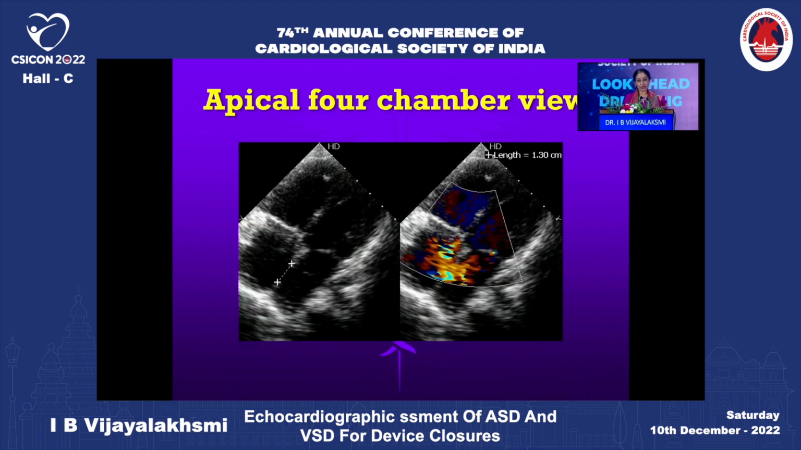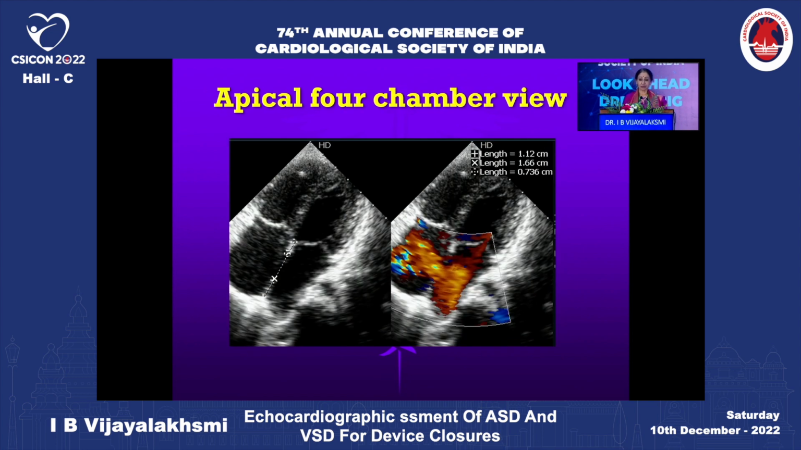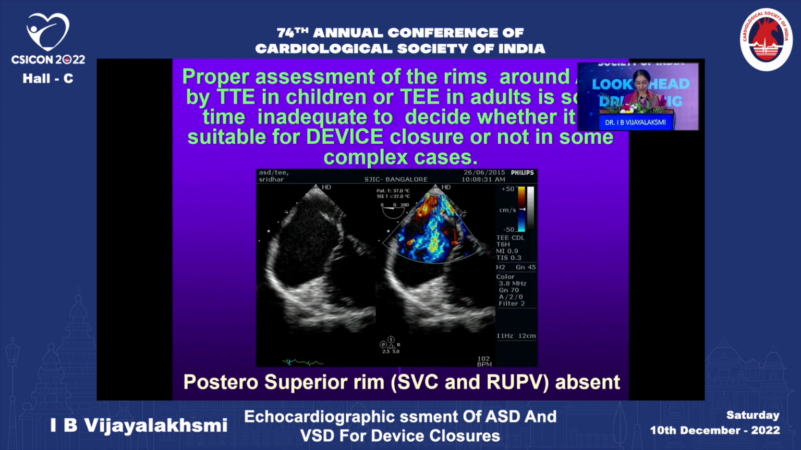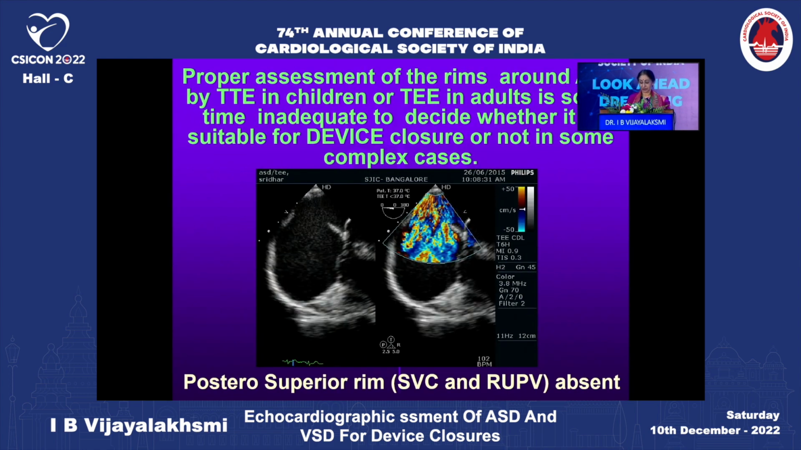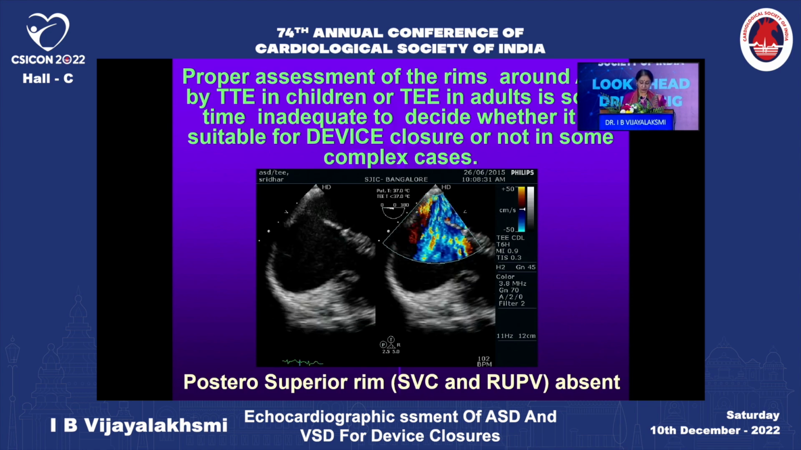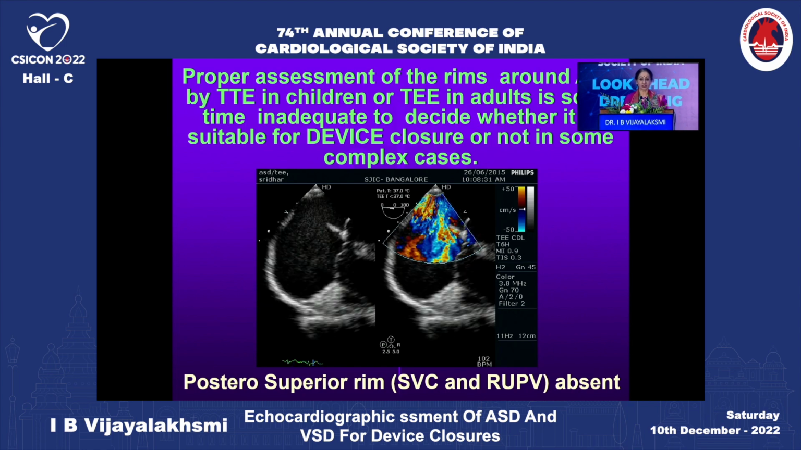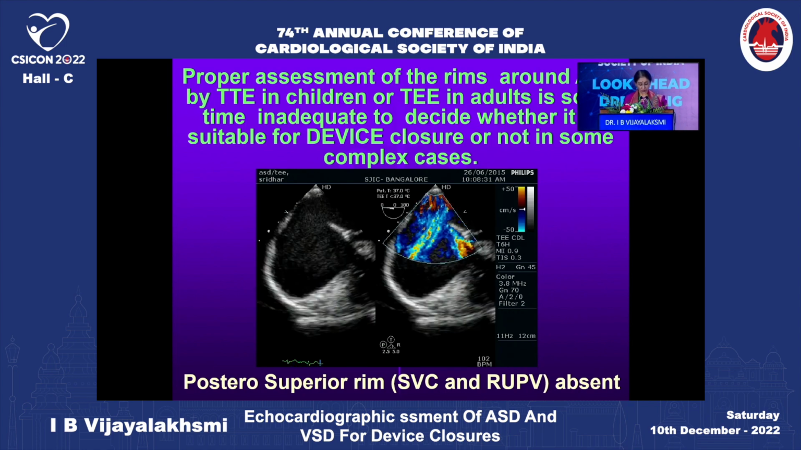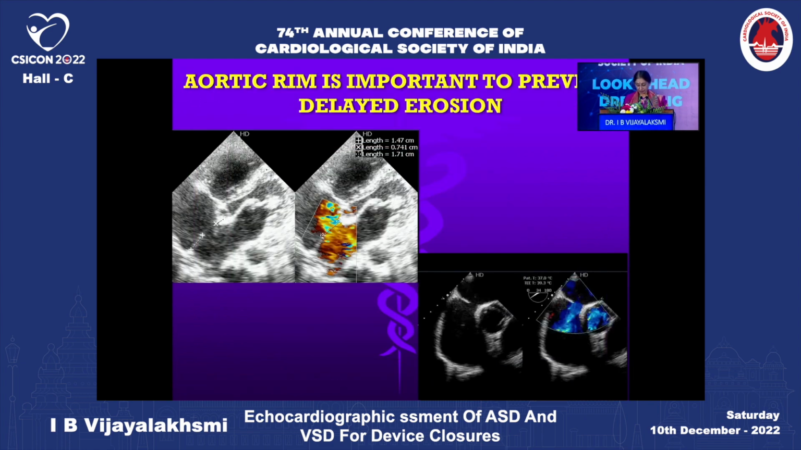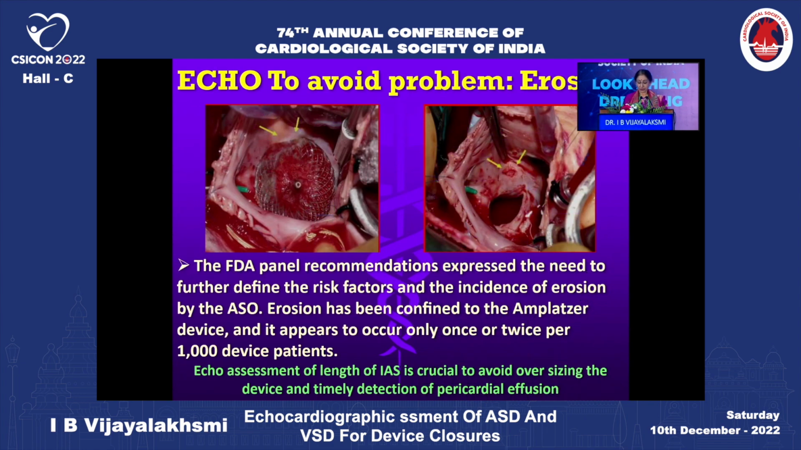aorta. However, in the echo, we can measure the rims, but we cannot measure the strength of the rim. The length can be measured, but not the strength. And as a result, in the apical four-chamber view, you have to measure the rims, the whole length of the atrial septum, as well as the VSD. But proper assessment of the rims can also be done with the transesophageal echo, especially in the older. I do the device closure in children with just transthoracic, but transesophageal is required for the obese and the older people, and here it is very important to measure.